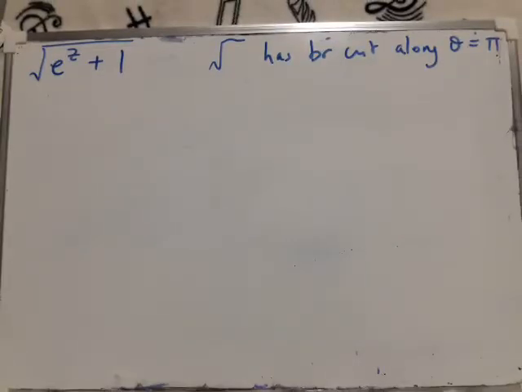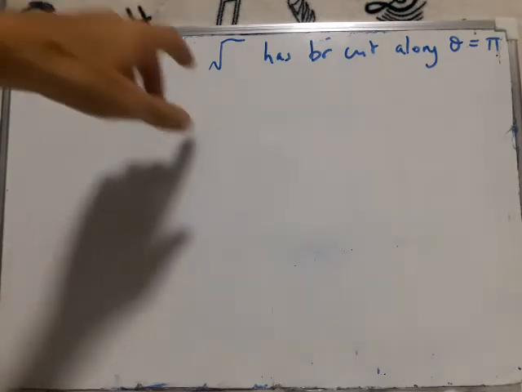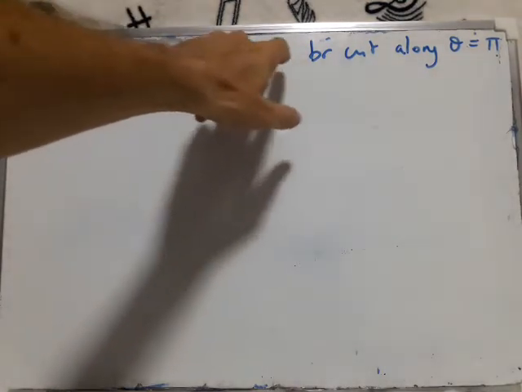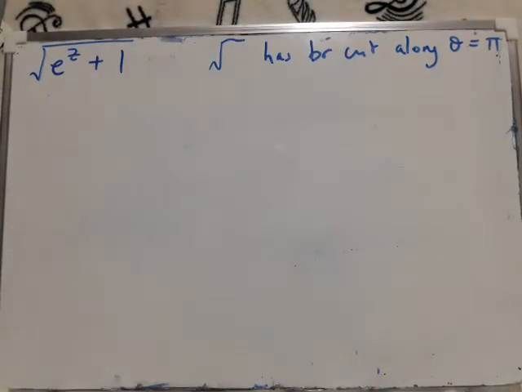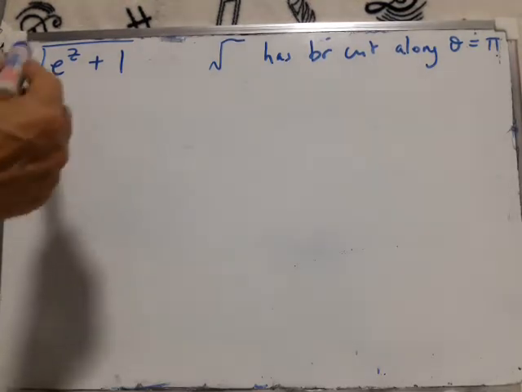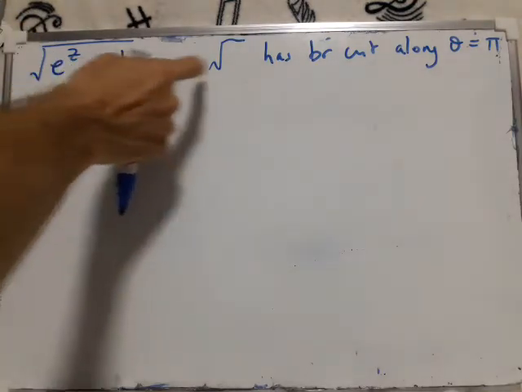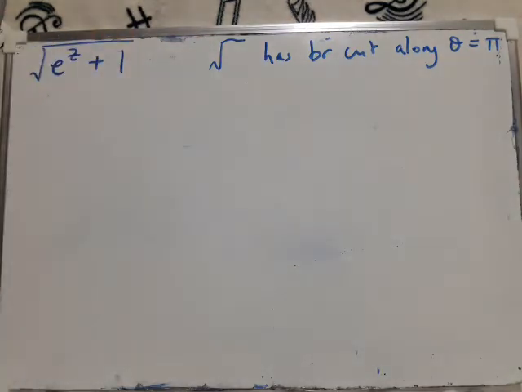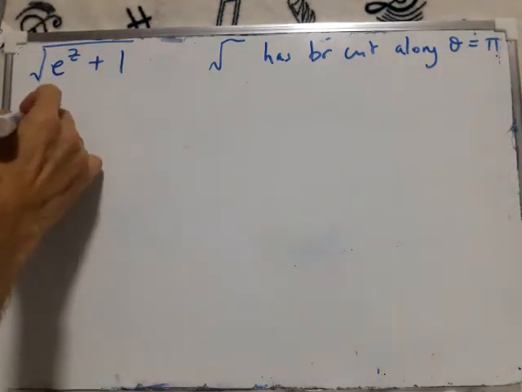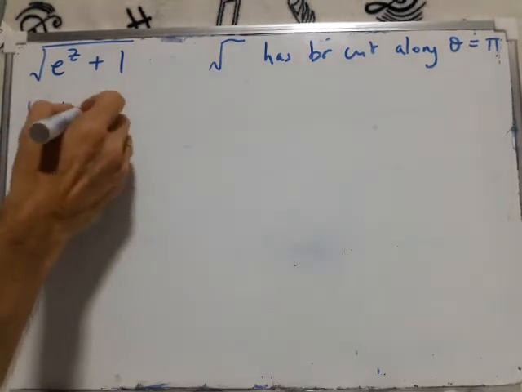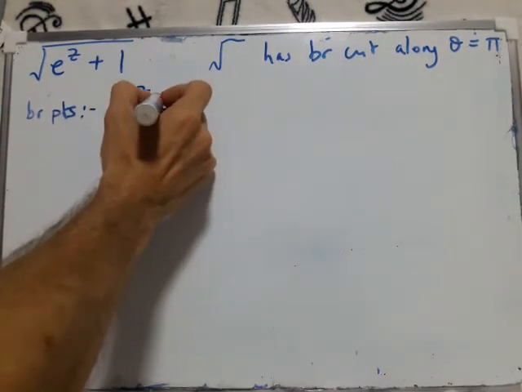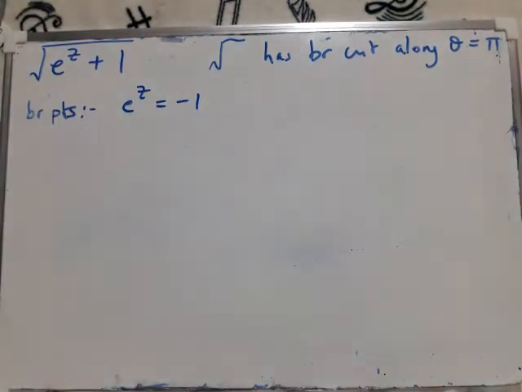So we're trying to find where this function has branch cuts, given that the square root function has branch cuts along the negative real axis. The easiest thing to do first is to find the branch points. Now remember, the branch points are where the thing inside the square root is equal to 0. So to find the branch points, we set e to the z equal to -1.